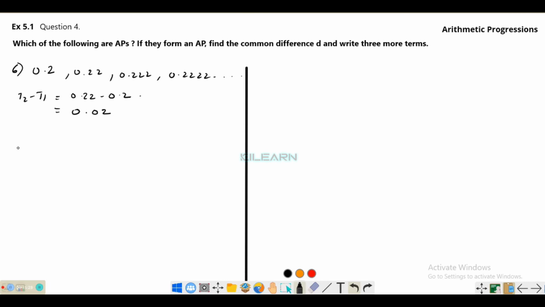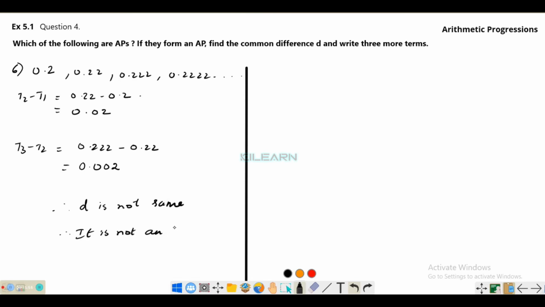So T3 minus T2 is 0.222 minus 0.22. When I subtract this, I get 0.002. So therefore, if you see, the difference is not the same, we can say that it is not an AP. So if it's not an AP, there is no need of finding the next three terms.